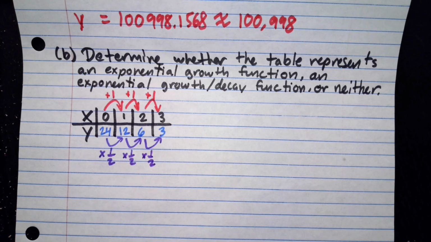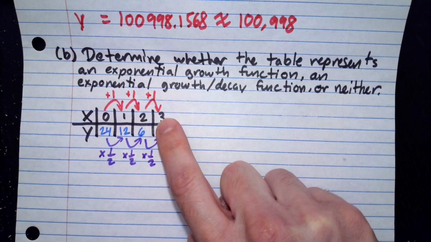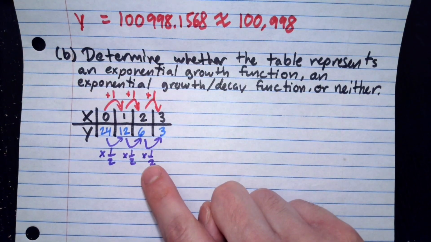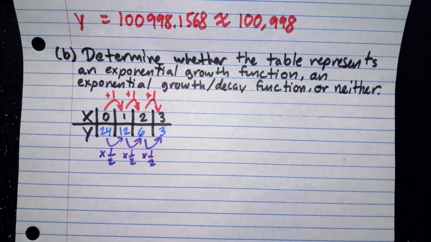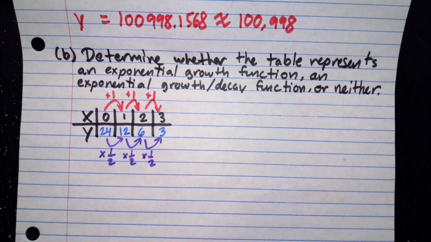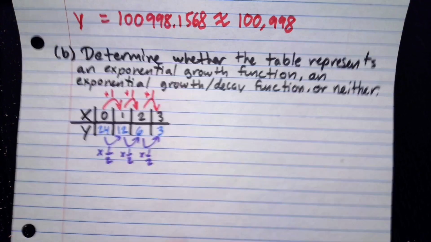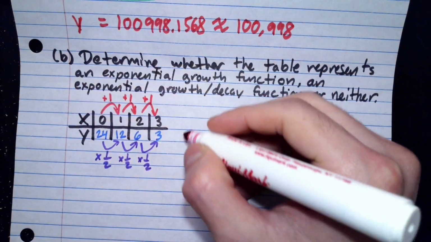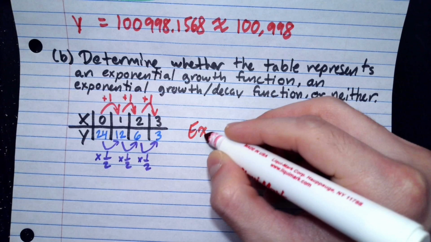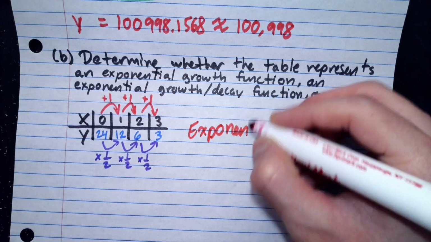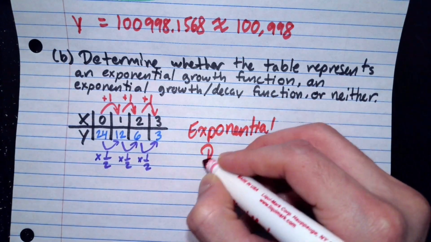And so now we know that because there is a constant change in x, and because there is a constant factor being multiplied with my y values, this has to be an exponential function. And it has to be decay, because my y values are actually decreasing. So let me just write that down before I mess it up again. So this is exponential decay.